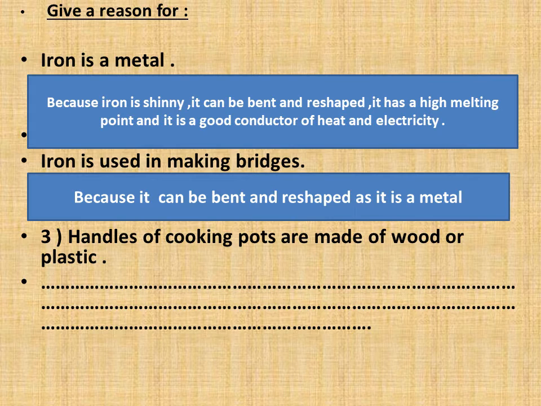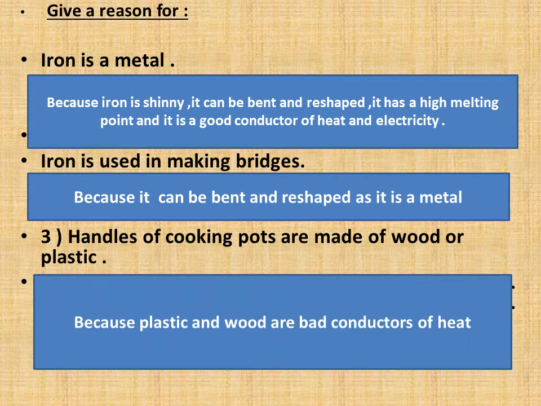Number three, handles of cooking pots are made of wood or plastic. Why? Wood or plastic are bad conductors of heat, while metals such as aluminum or copper are good conductors of heat. So handles of cooking pots are made of wood or plastic to keep us safe, because plastic and wood are bad conductors of heat.